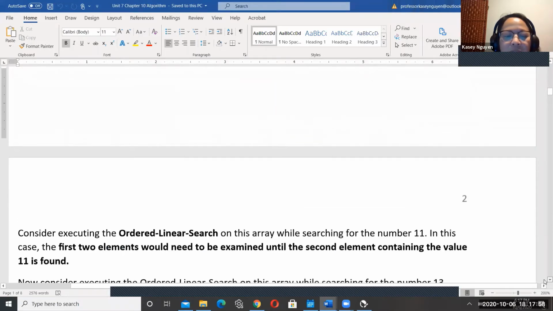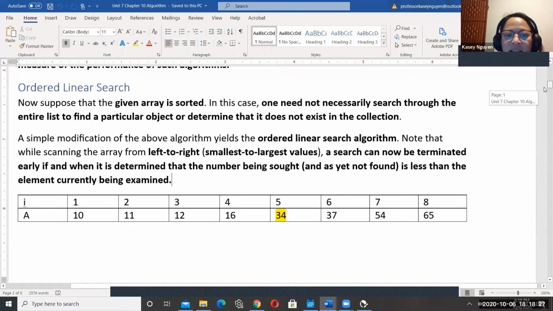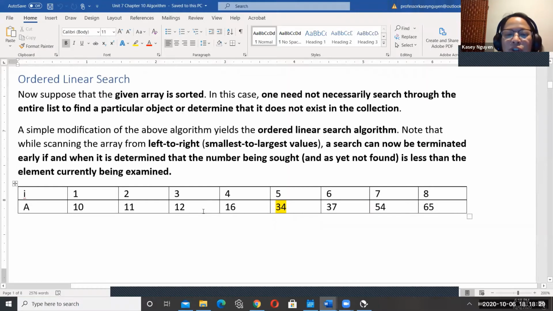So now, after this, it goes into the chunk search. Going back to the ordered linear search, if you're searching for a value that doesn't exist in that array, in that container, what will happen is this. Let's say that we're looking for number 13, which should be here, but it's not in our array.